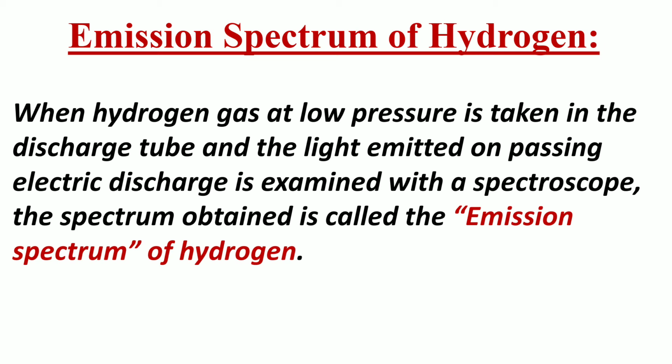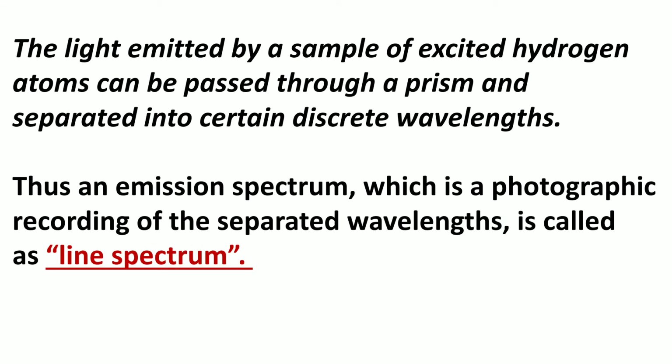In case of emission spectrum, hydrogen gas at a low pressure is taken in the discharge tube and the light emitted on passing the electric discharge is examined with the spectroscope. The spectrum obtained is called the emission spectrum of hydrogen. The light emitted by a sample of excited hydrogen atoms can be passed through a prism and separated into certain discrete wavelengths. Thus, an emission spectrum, which is a photographic recording of the separated wavelengths, is called the line spectrum.